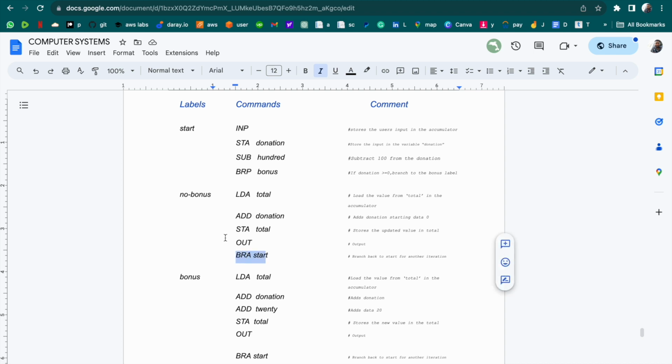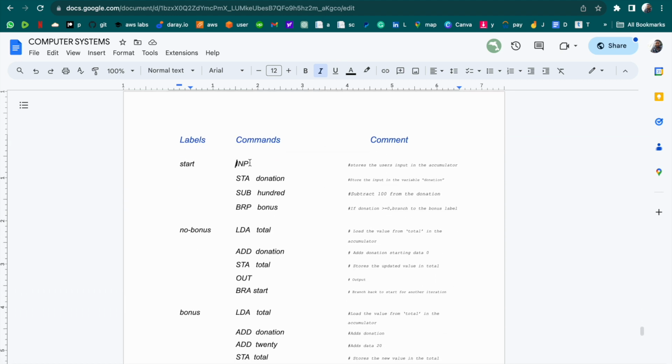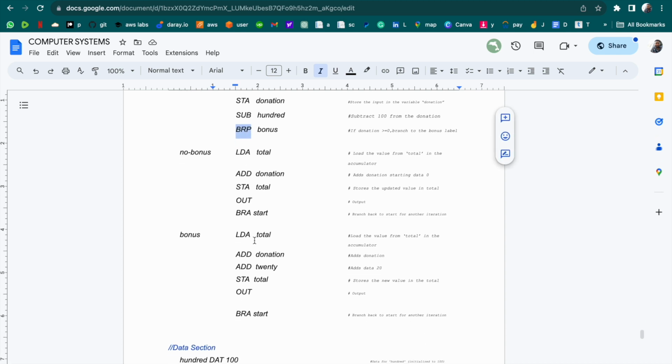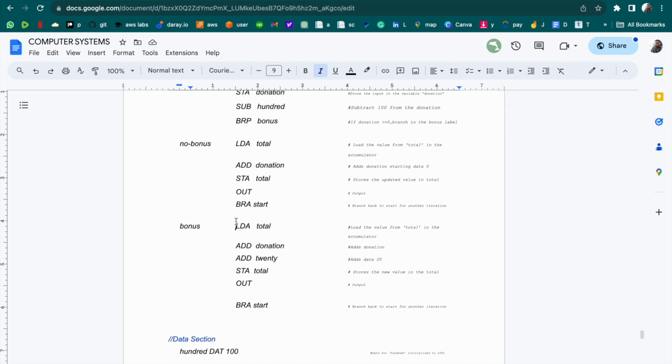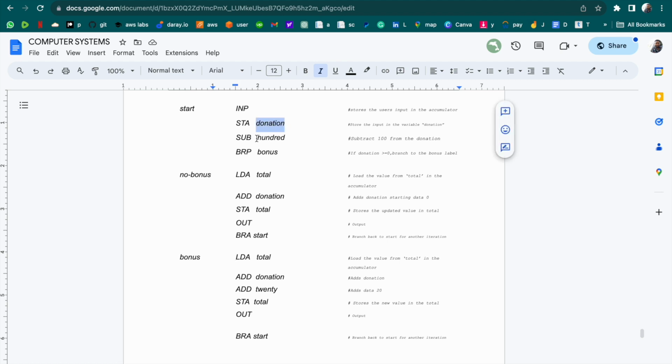And then we branch back to the beginning for the last number, which is 120. It comes in as an input, stored in donation, subtract 100 from 120, you get 20. Is it positive? Is 20 a positive number? It is. So we branch to the bonus section, which is here. We have skipped this step because we had a positive number. Branch if positive, that's what BRP means. What did we get? We had 120, we subtracted and it gave us 20. Remember, donation is still 120.